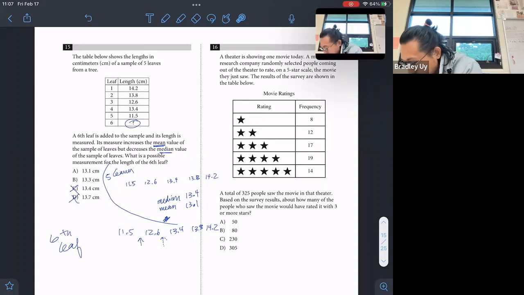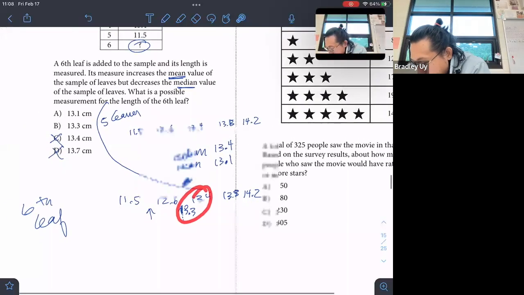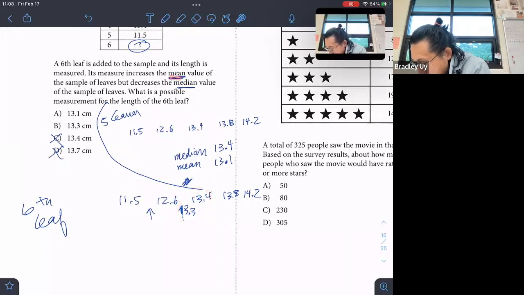It would decrease the median if we slotted a number 13.3 right here. 13.3. We would decrease the median because the median would now be the average of these two, which is 13.35. And we would increase the mean because this is a larger number. This ensures that we would increase the mean. The mean currently is 13.1. So adding in another 13.1 would just mean the mean would stay the same. Okay, so the right answer is B.